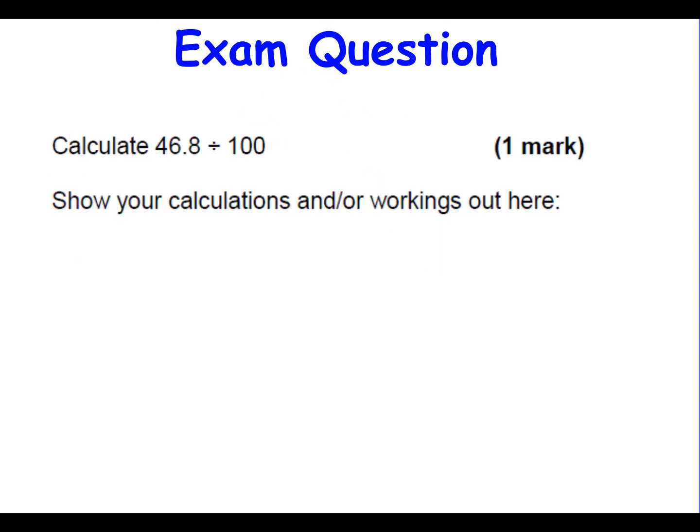Here's a question from section A on a level 2 paper. So we have the number 46.8 and we need to divide by 100. So we're going to make it smaller by moving the decimal point to the left. And because it's 100, we move it 2 places to the left. So it makes it 0.468. And that would be your answer for 1 mark.